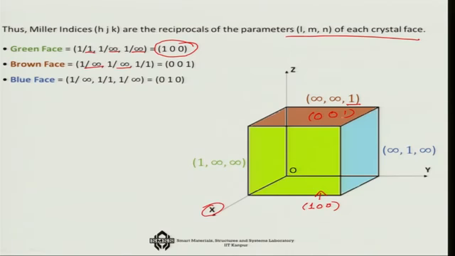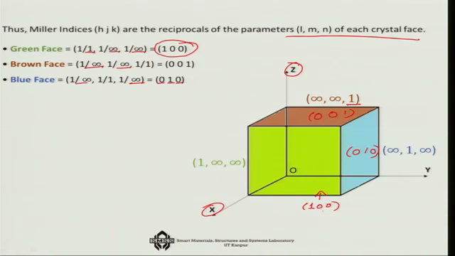Let us look at the blue face then. The blue face is parallel to what? X and z. So, x is infinity, z is infinity. The reciprocal of them is 0, 1, 0. So, the blue face will have a Miller index of (010). So, for all the basic faces of a crystal lattice, you can very easily write down their Miller indices.